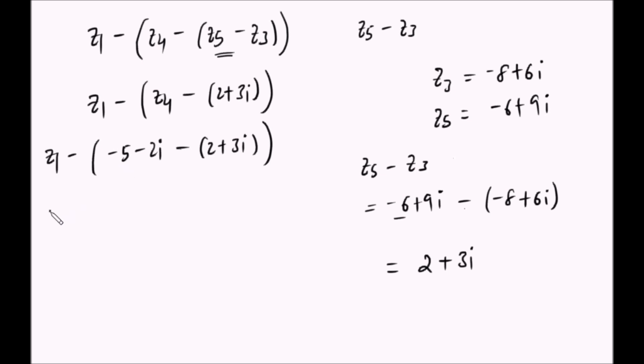So it will be z1 minus, take the real part, negative 5 minus 2, negative 7. Negative 2i minus 3i, negative 5i. Imaginary part. So this is what we have.